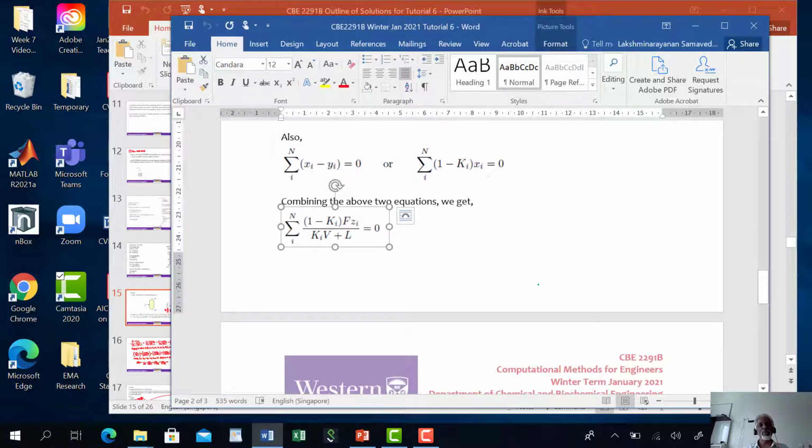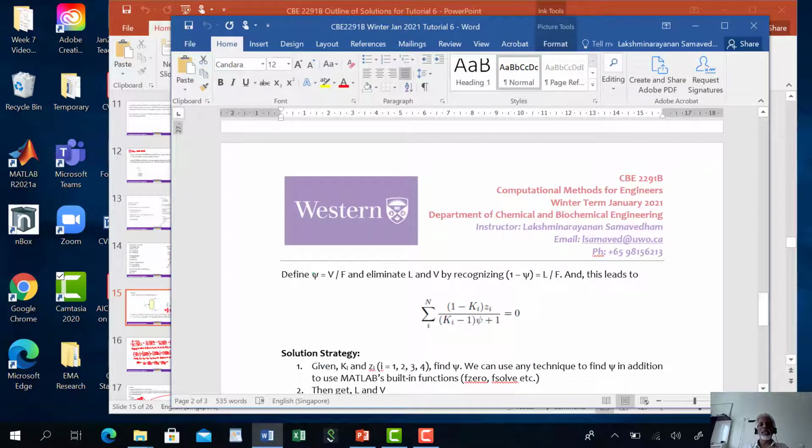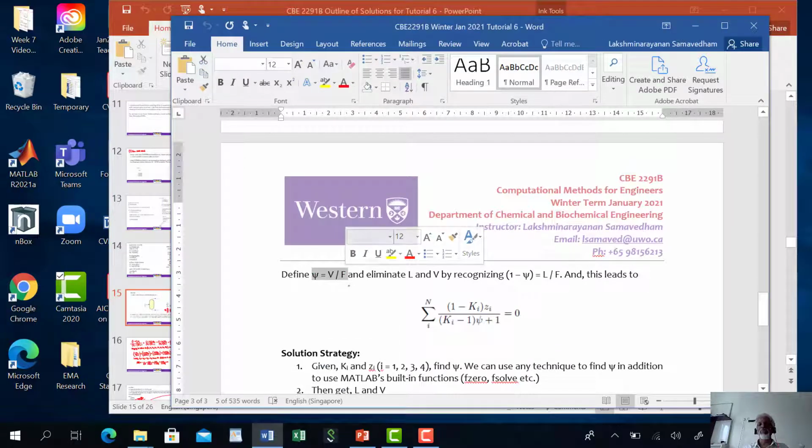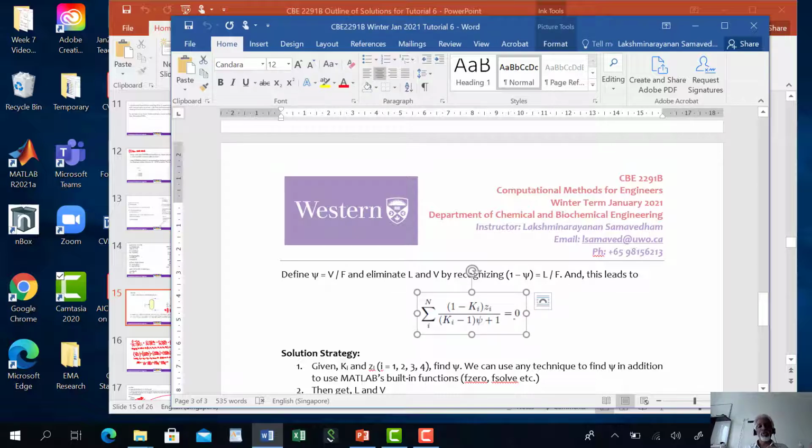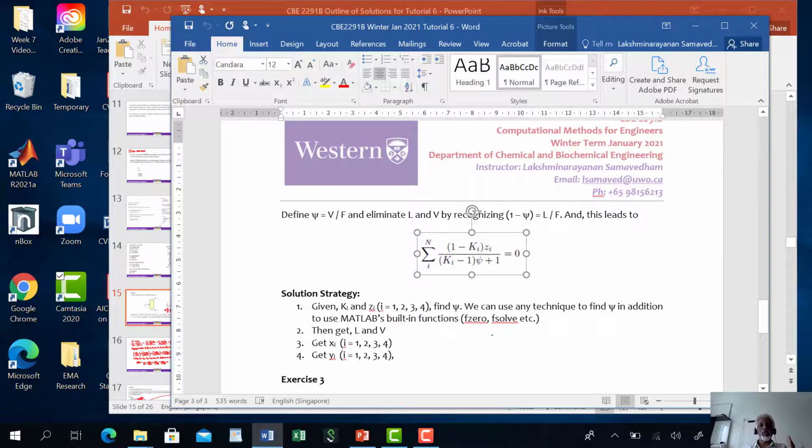So the whole set of equations reduces to the simple summation involving the nth species, and then you denote the symbol psi, which is equal to V by F. And once psi is equal to V by F, we know 1 minus psi will be L by F. Please note that L plus V should equal F. And therefore, if psi is V by F, 1 minus psi will be L by F. Because if you add psi and 1 minus psi, you will get 1. So if you add the right hand sides V by F and L by F, you will get V plus L by F, which will equal 1. In any case, you get this expression. This is what is mentioned in the PowerPoint slides as well.